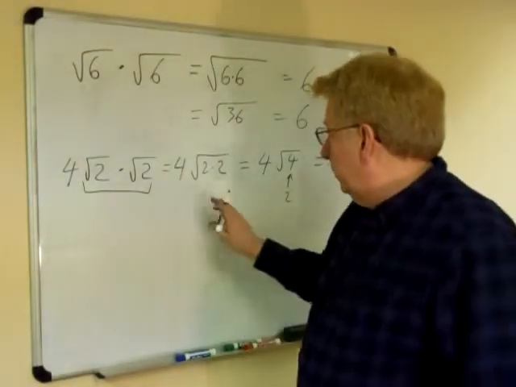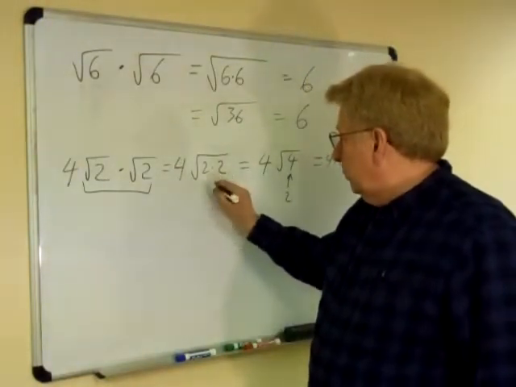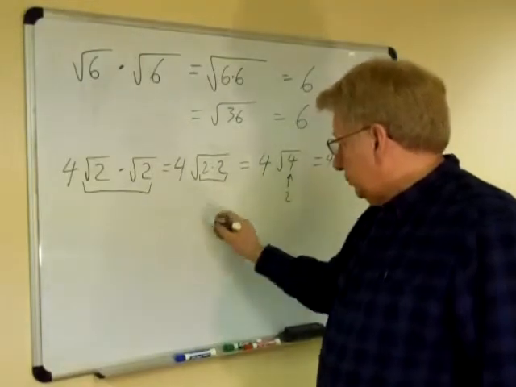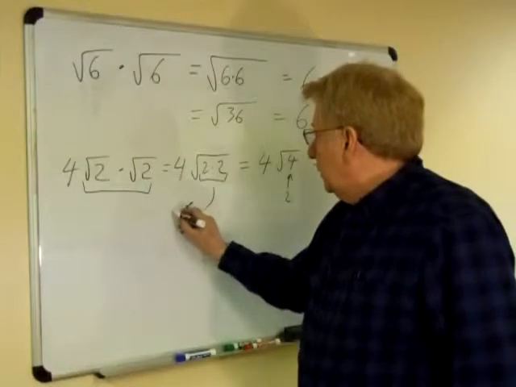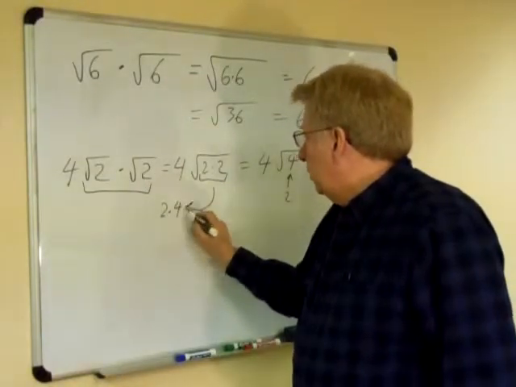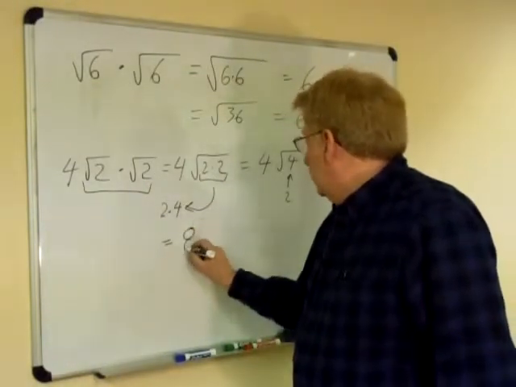Or another way to look at it, number times itself equals this. That number is 2. So a 2 comes outside, and we end up with a 2 times 4, or an 8.